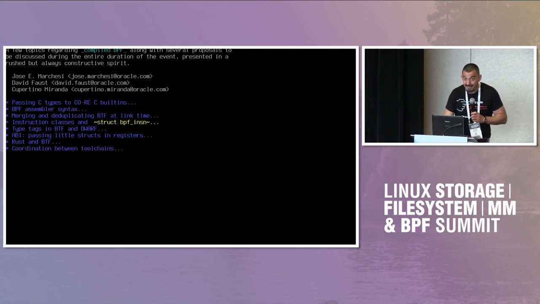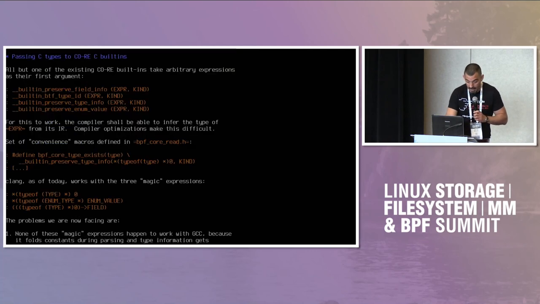So let's start. The first one is a problem, a situation that we have with the CO-RE built-ins, with many of them, not all of them. It happens that all the CO-RE built-ins but one take arbitrary expressions as the first argument. Like preserve enum value, preserve type info, field info, and so on.